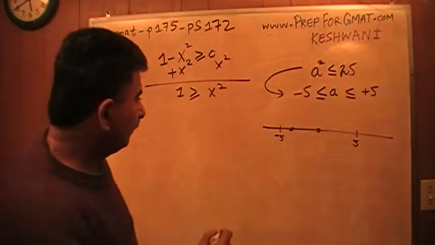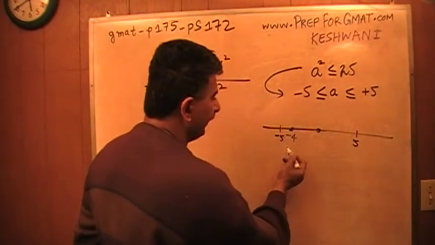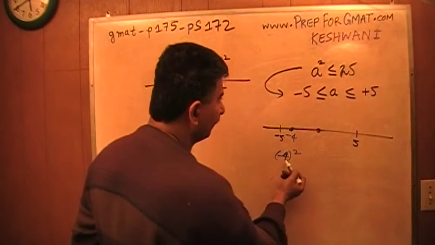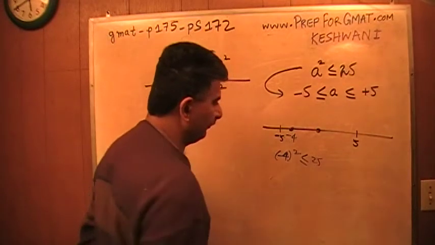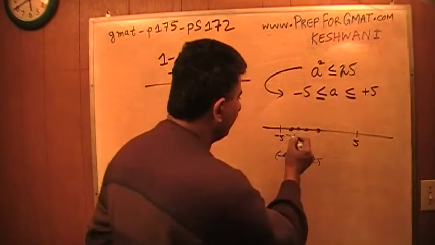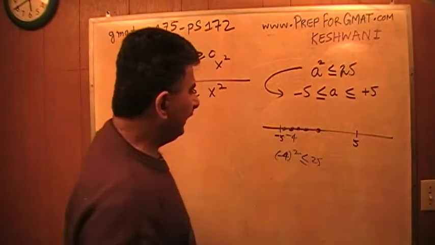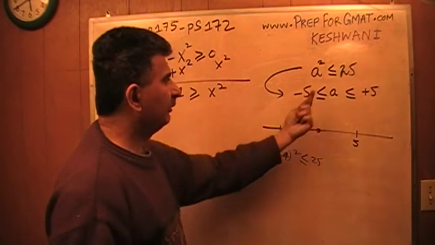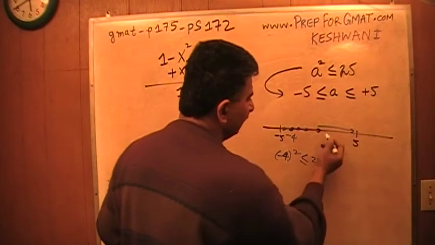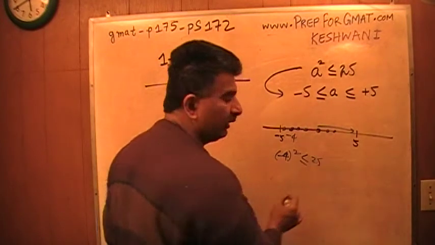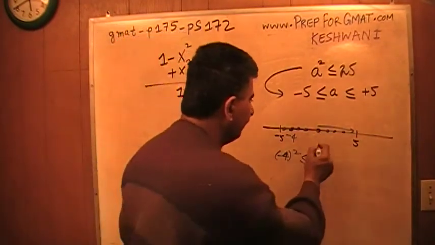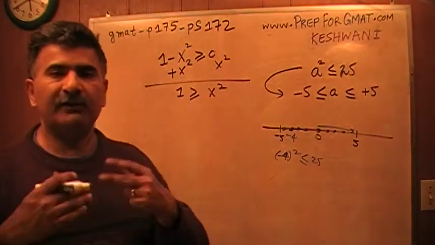If I have a negative 4 and if I square it, negative 4 squared is 16, of course, which is less than or equal to 25. You see? Whether it is negative 2.1 or negative 3.7 or negative 4.9, anything in this range, when I square it, it's going to be less than 25. Similarly, on the positive range here, whether it is 0.1 or 1.25 or 3.7, any numbers from 0 to 5, when I square it, it's going to be less than 25.